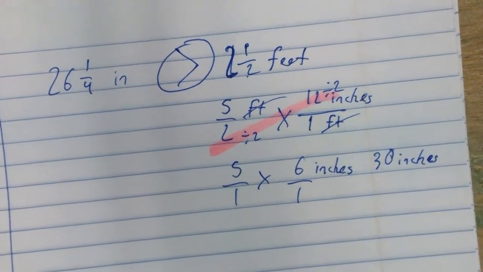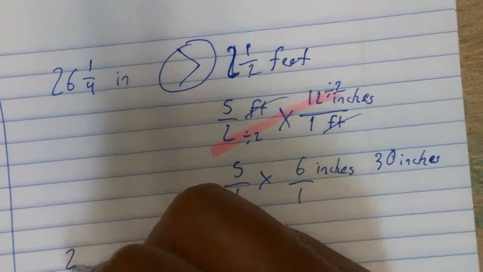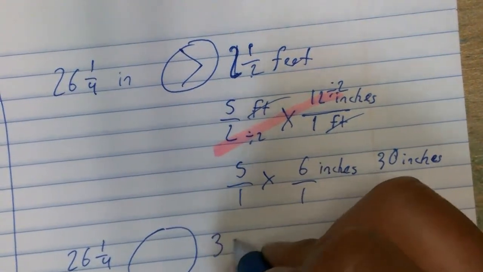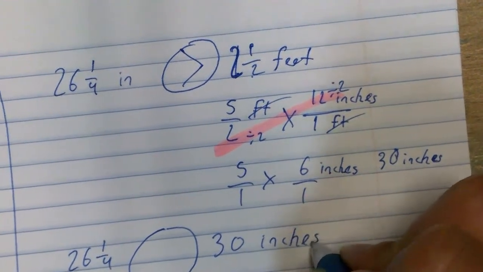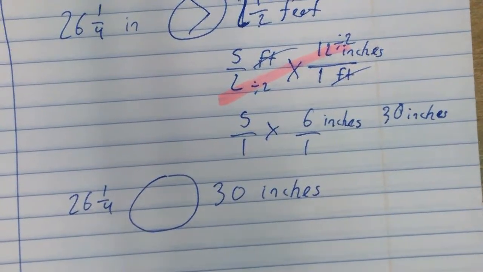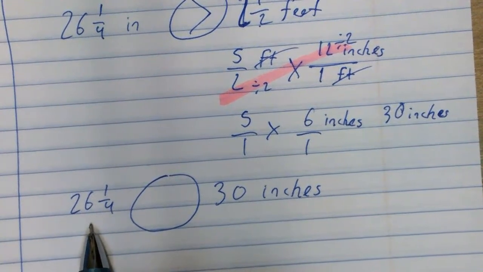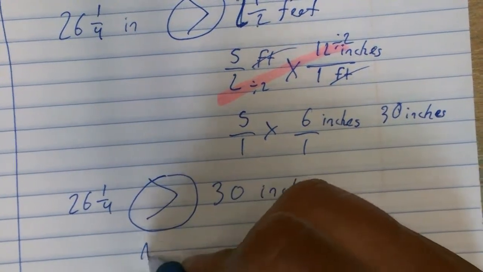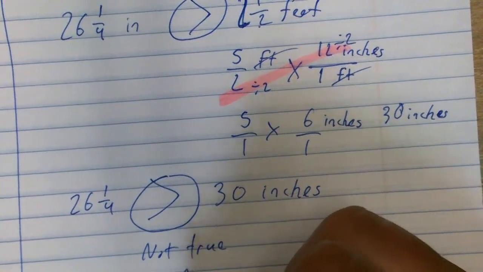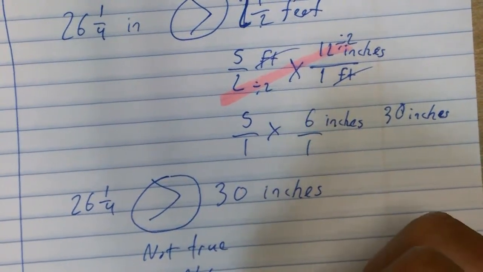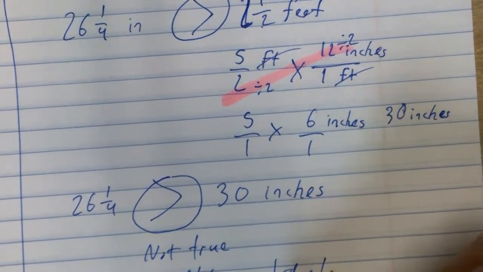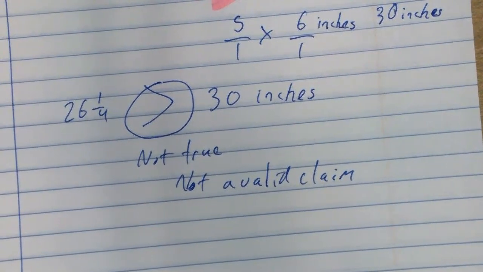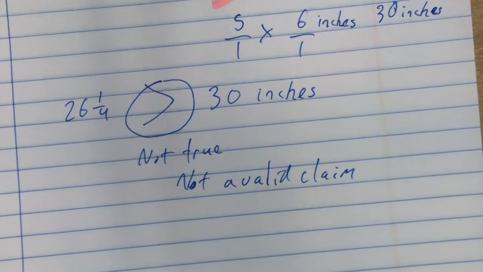All right. So when the forecaster said it snowed more than 30 inches, he lied. It's not a valid claim. So this is not true. Not a valid claim. Okay, that was a lot of work. If you made it this far, congratulations, you persevered, and that's how you succeed in math.